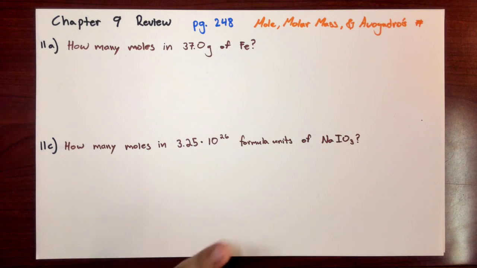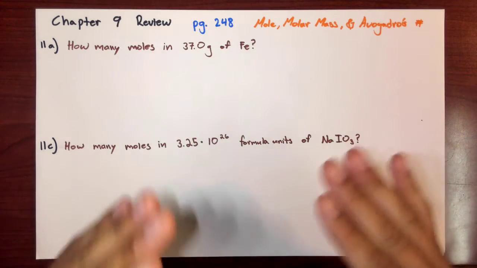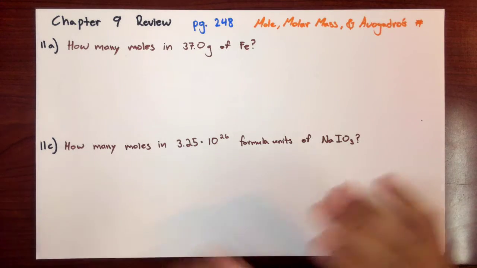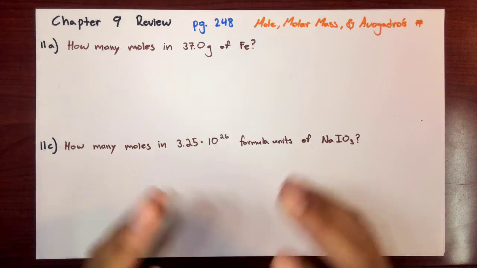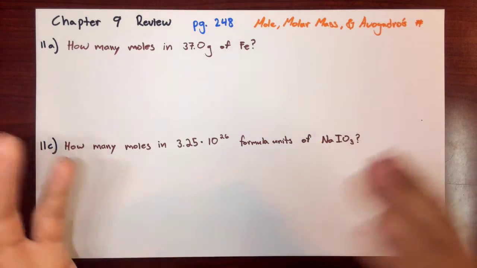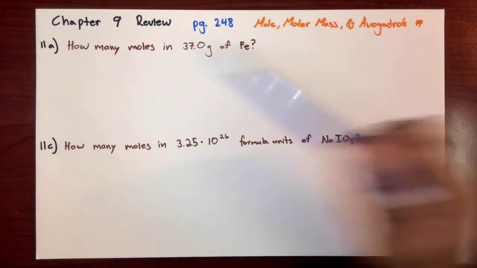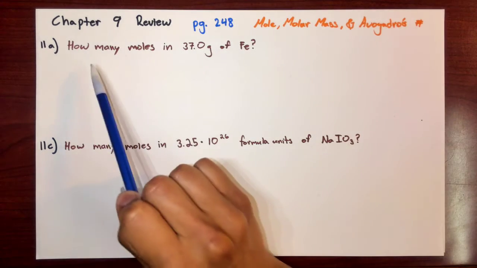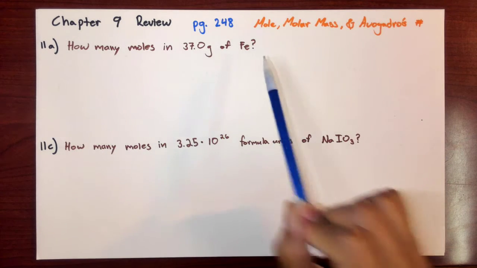know, Avogadro's number being 6.022 times 10 to the 23rd, the molar mass being the molar mass of whatever element or whatever formula that we're going to be using. And then obviously knowing that moles are going to be that specific amount, which we say is 6.022 times 10 to the 23rd. Okay, so let's start with number 11 and letter A. It asks how many moles are in 37 grams of iron.